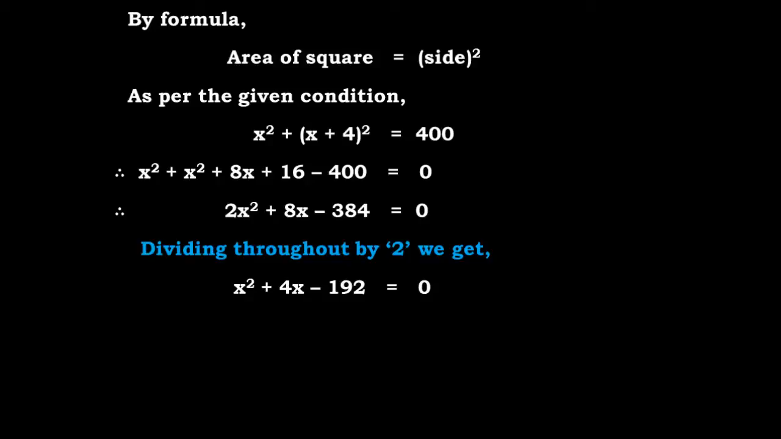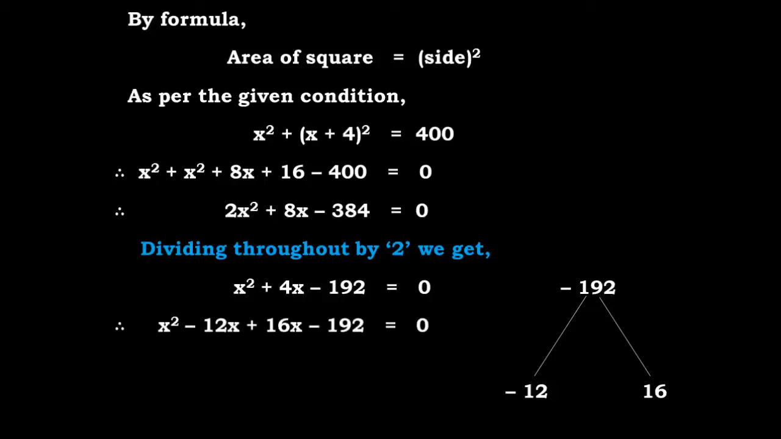Now see student, you have to take factors of this minus 192 so that you will get their subtraction plus 4 and the factors are 16 and minus 12. So we can write x square minus 12x plus 16x minus 192 is equal to 0. Now we can make a group of 2. From first two terms we can take x common in bracket x minus 12. From the next two we can take 16 common in bracket x minus 12 is equal to 0.